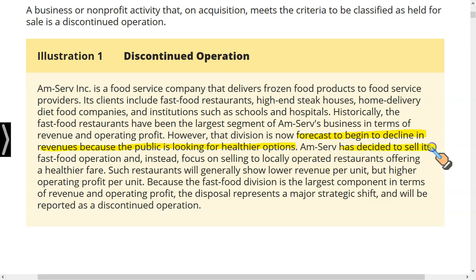MServ has decided to sell its fast food operation and instead focus on selling to locally operated restaurants offering healthier fare. Such restaurants will generally show lower revenue per unit but higher operating profit per unit. Because the fast food division is the largest component in terms of revenue and operating profit, the disposal represents a major strategic shift and will be reported as a discontinued operation. So this is what a discontinued operation is.